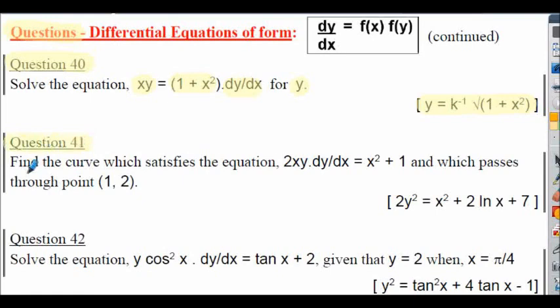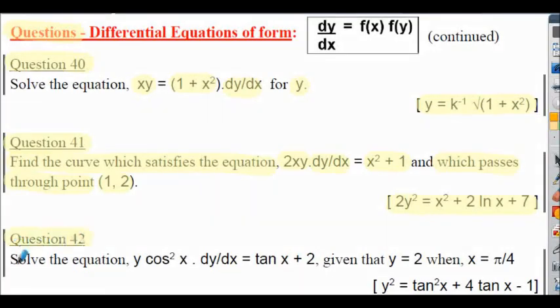Question 41. We've got to find the curve which satisfies the equation 2xy multiplied by dy by dx is equal to x squared plus 1, and that passes through the point 1, 2. That's x is 1, y is 2. So this will be a particular solution. There is no constant of integration in the final answer.